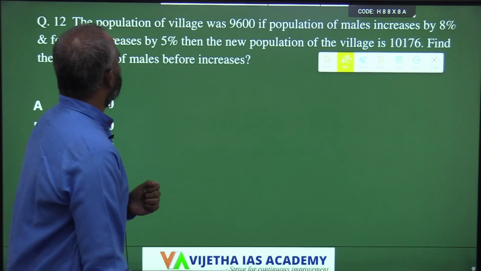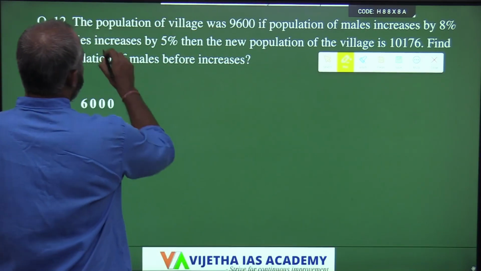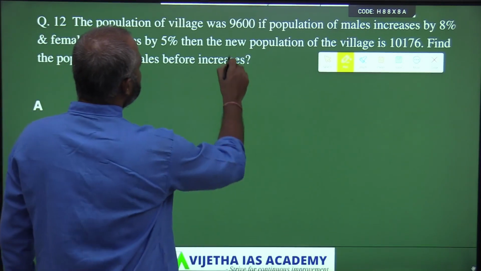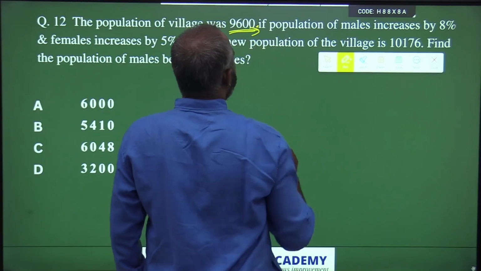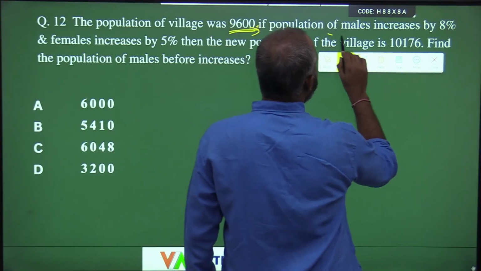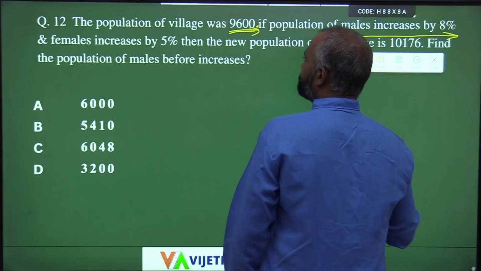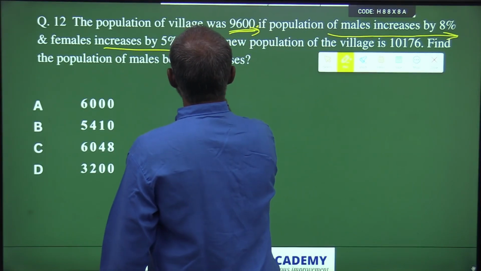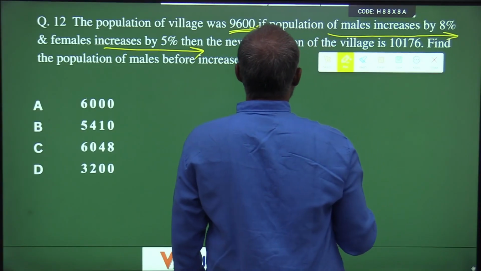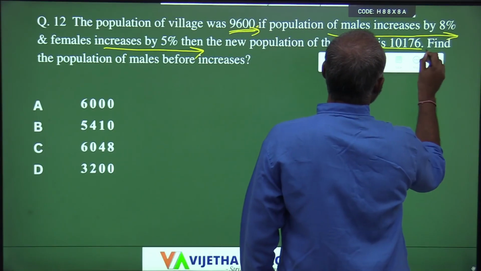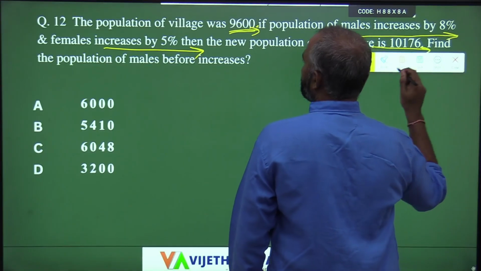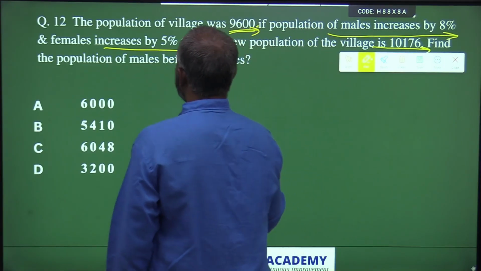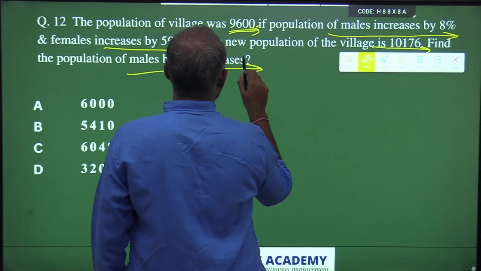Okay. So, the population of a village was 9,600. If the population of males increases by 8% and females increases by 5%, then the new population of the village is 10,176. Find the population of males before increase.